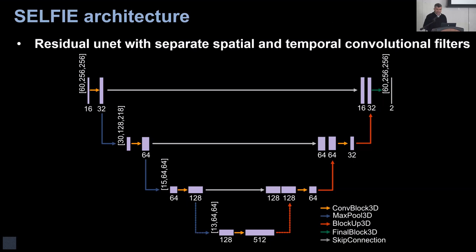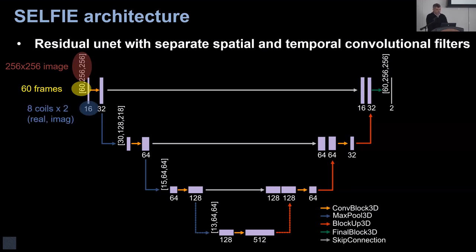All right, so in terms of architecture, it's residual units. The only thing that we do here is we apply separate spatial and temporal convolutional filters, so we can exploit spatial and temporal correlations separately. And we're doing this because spatial and temporal sparsity is very different. So that's why we do it separately. In this particular case, our example, 256 by 256 is the image matrix, let's say 60 frames, and in this case we have 8 coils. And these are complex reconstruction, real and imaginary channels. Also the reconstruction here is complex.